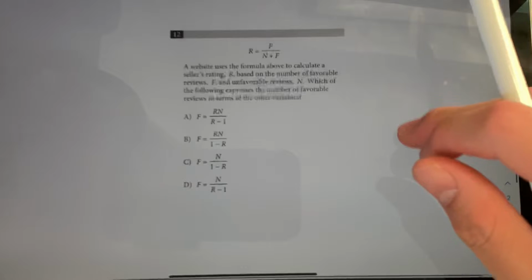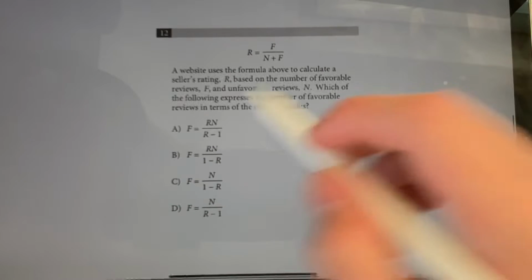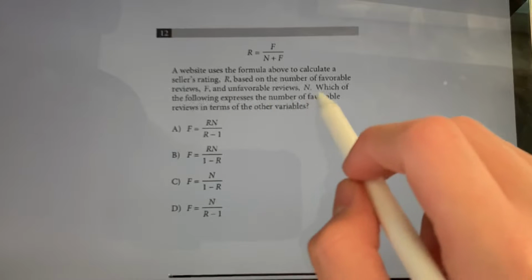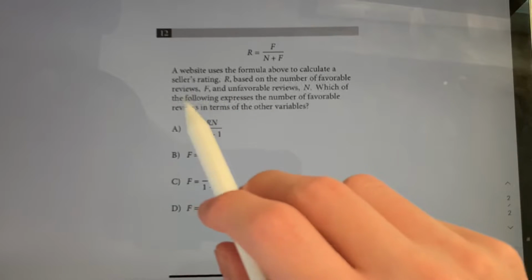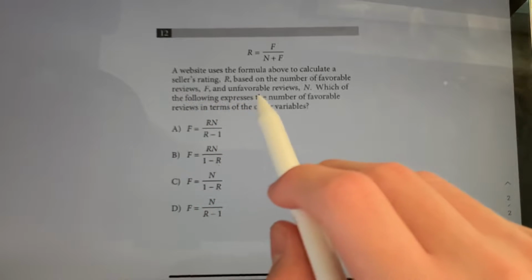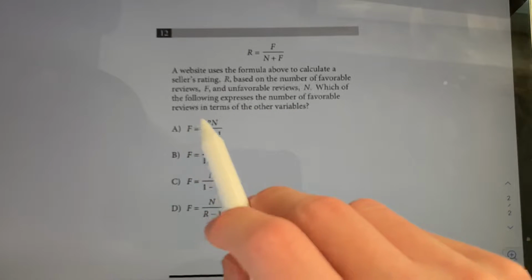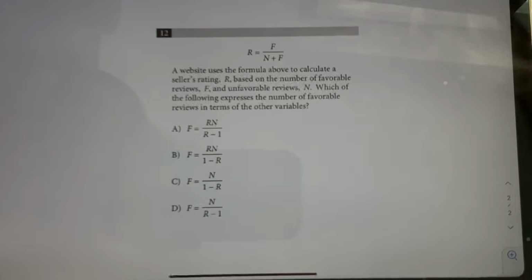Moving on, question 12. This one's a little lengthier. A website uses the formula above to calculate a seller's rating, R, based on the number of favorable reviews, F, and unfavorable reviews, N. Which of the following expresses the number of favorable reviews in terms of the other variables? Basically, the question is asking us to isolate a variable.